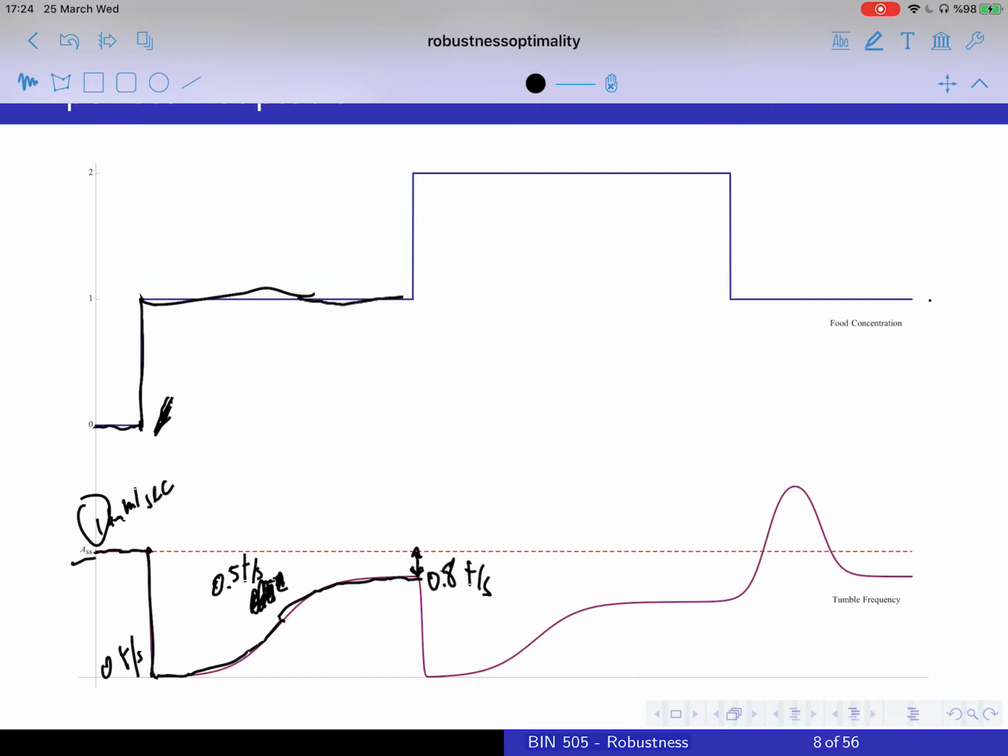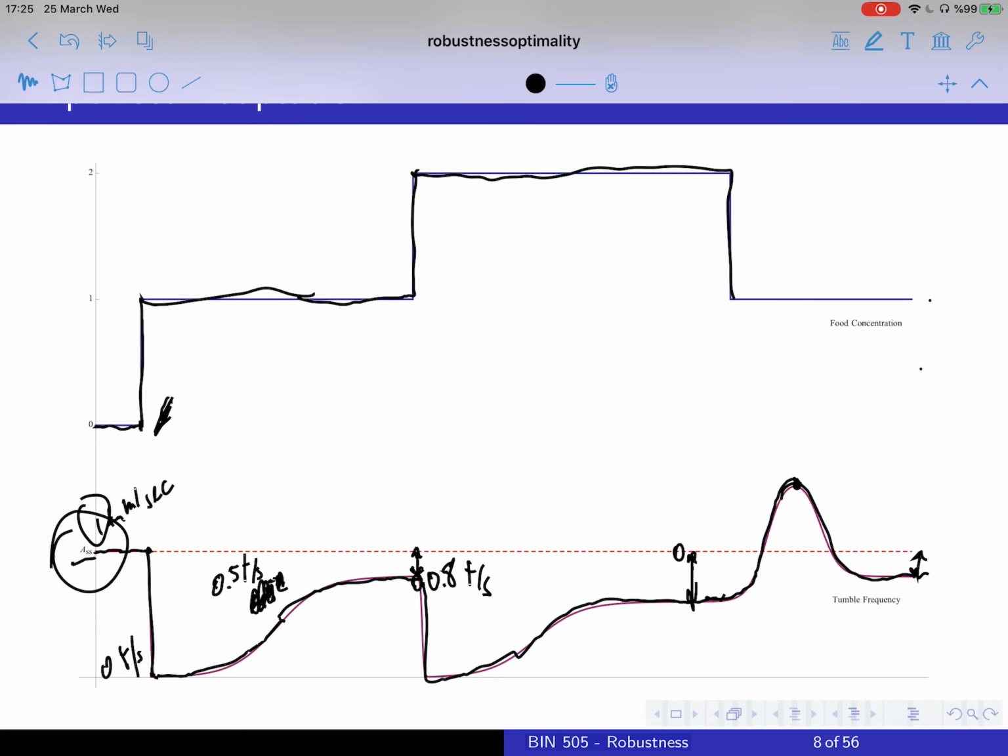So if you increase the food again, they stop tumbling again, and then they start adapting. But again, this is now a different steady state than the original steady state or even the second steady state. And it goes both ways. Now, if the food drops back, they tumble even more for a while because they're trying to find the food again, and then they readapt. But again, this is different from what the original thing was over here.